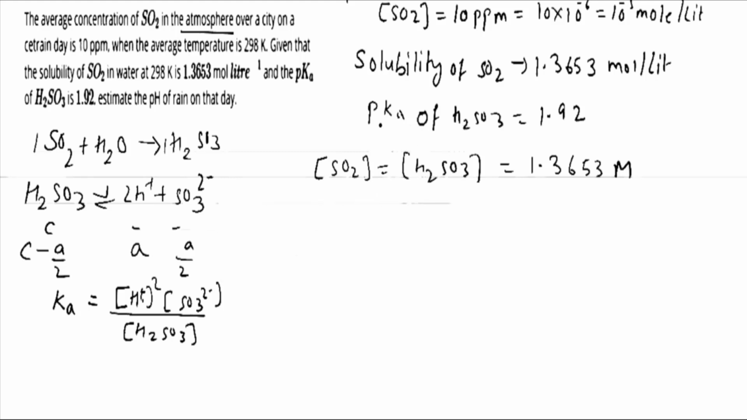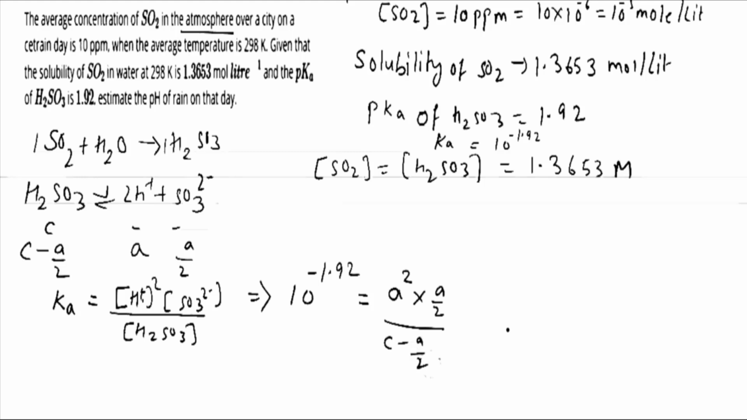So in the question we have the pKa value. From that, the Ka value will be 10 to the power minus 1.92. So let us substitute all the values now. 10 to the power minus 1.92 is equal to H plus concentration is A, so it will be A square, multiplied by SO3 2 minus, which is A by 2, divided by H2SO3, which is C minus A by 2. As the A value is very less compared to C, we can neglect A by 2. So it becomes A cube by 2C equals 10 to the power minus 1.92.